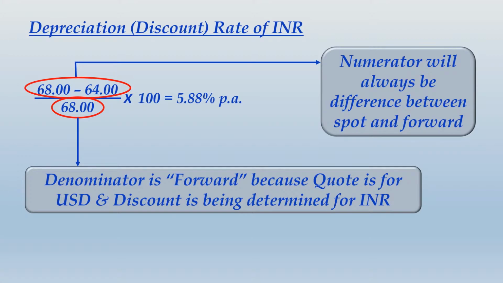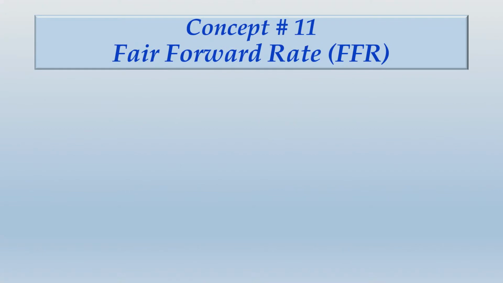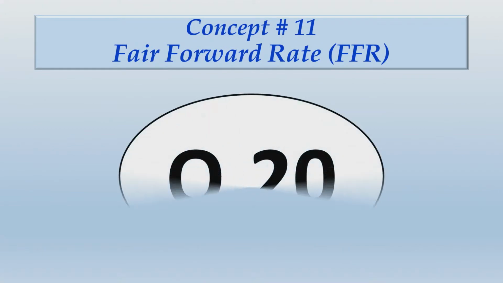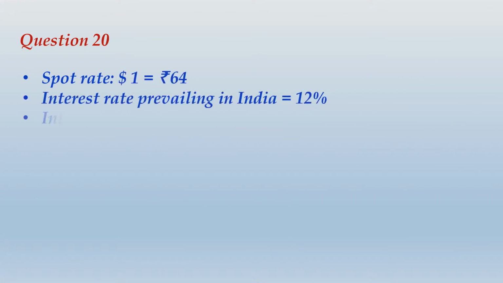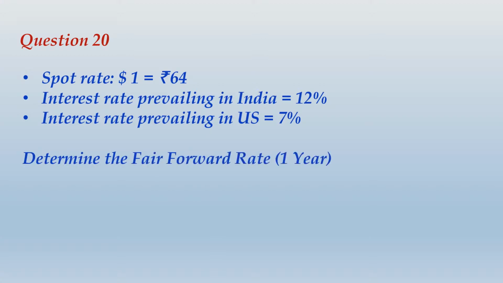Alright friends, if you are done and clear with this much, let us move ahead, and now what we talk about is computing fair forward rate. Let me explain this concept through an example that is given in question number 20, and the question conveys this information. Spot rate is $1 equals to rupees 64. Interest rate prevailing in India is 12%. Interest rate prevailing in the US is 7%. Determine the fair forward rate for 1 year.